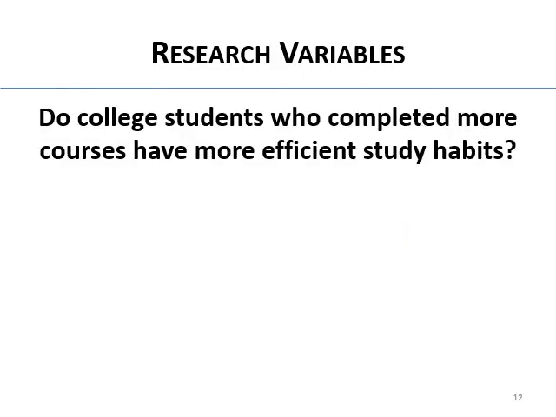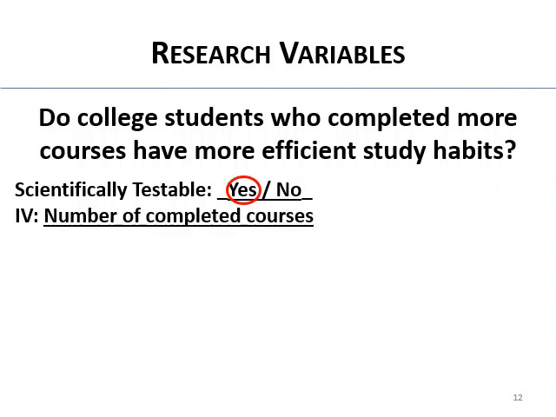Do college students who complete more courses have more efficient study habits? Is that testable scientifically? Yeah, sure is. So our independent variable here is the number of completed courses, right? We're not randomly assigning it. We're measuring how many courses they completed, and then we're going to somehow measure their study habits as well and see if the latter differs as a function of number of courses. So the efficiency of their study habits is indeed the dependent variable in this study.